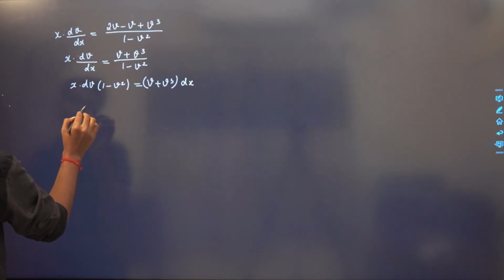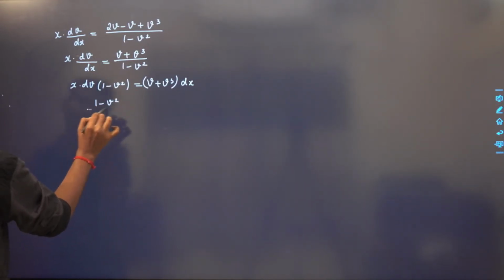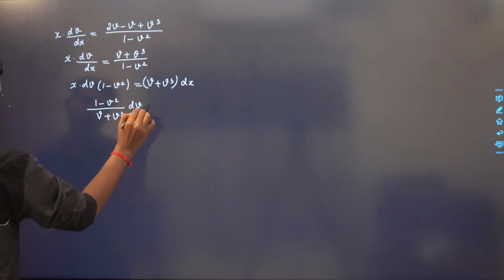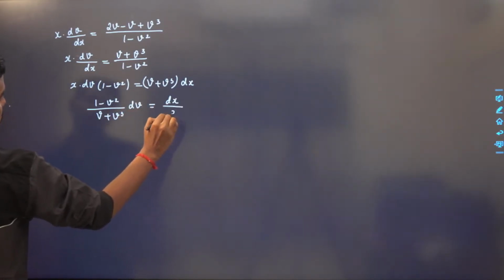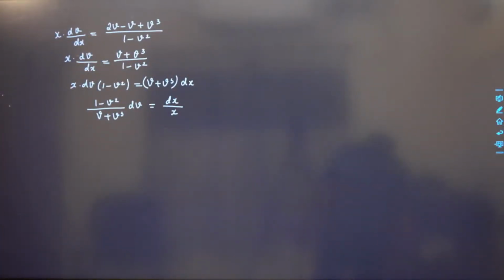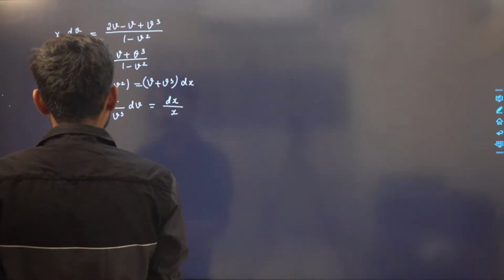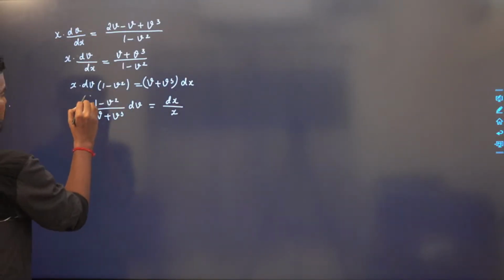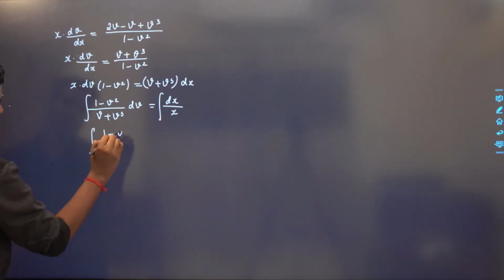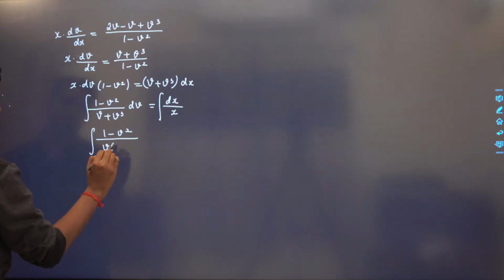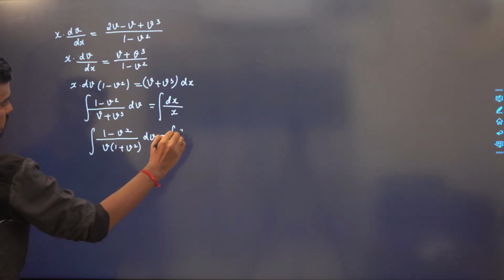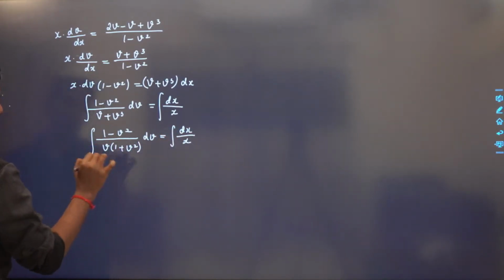So 1 minus v square divided by v plus v cube dv is equal to dx by x. These are very simple, right? We have already solved many problems based on homogeneous differential equations, and these are very simple. Now you need to integrate this to get the required solution. Now here you need to do partial fraction.